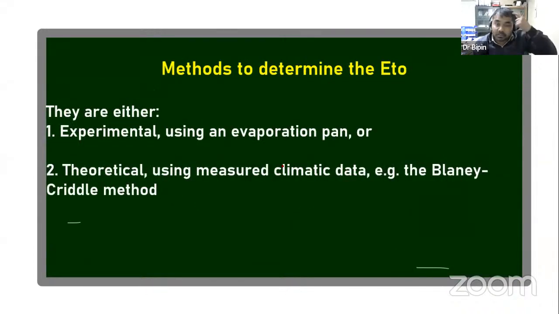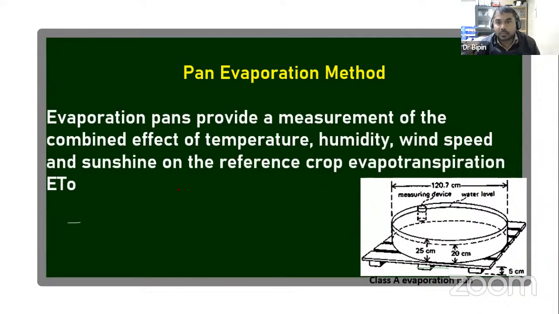So there are some methods which you can use to estimate the reference evapotranspiration. As I told you, the experimental method uses an evaporation pan, and the theoretical method uses climatic data; for example, the Blaney-Criddle method is used for the determination of reference evapotranspiration. So how can you use a pan evaporimeter? The pan simply provides a measurement of the combined effect of temperature, humidity, wind speed and sunshine on the reference crop evapotranspiration.